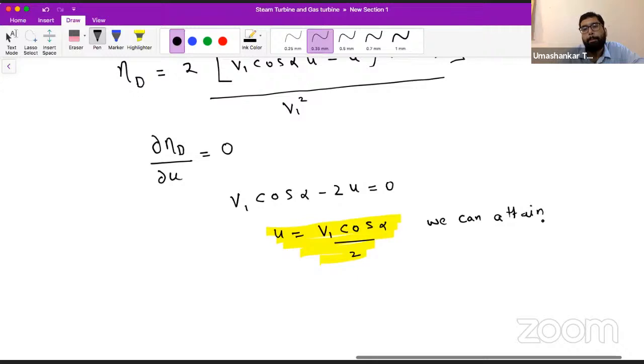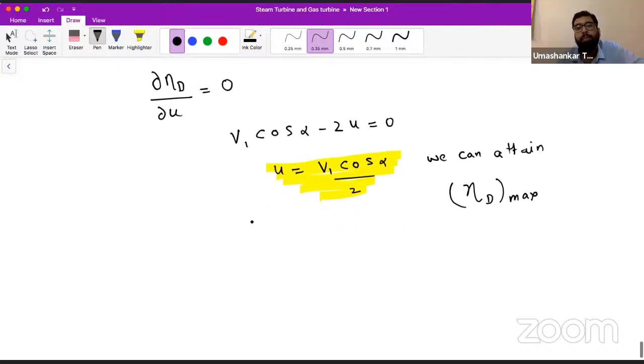This is the condition at which we can attain the maximum diagram efficiency. So this can be asked in GATE questions, that at what condition we can have the maximum possible efficiency. It depends upon the blade velocity.